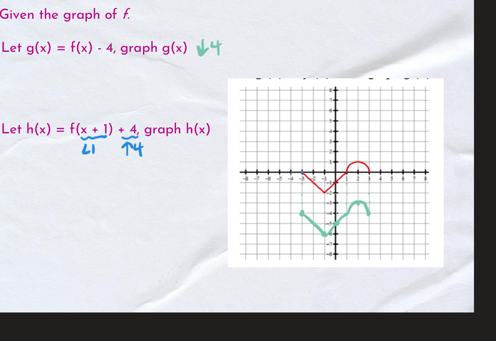I'm going to go left 1 and up 1, 2, 3, 4. I'm going to come here, left 1, up 1, 2, 3, 4. I'm going to come here, left 1, up 1, 2, 3, 4. Here, left 1, 2, 3, 4. Here, left 1, up 1, 2, 3, 4.